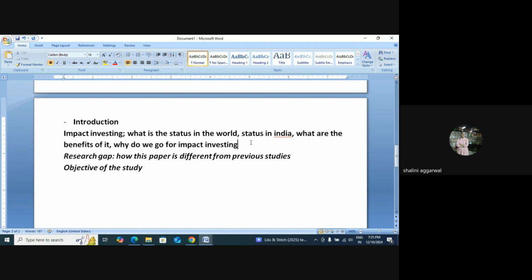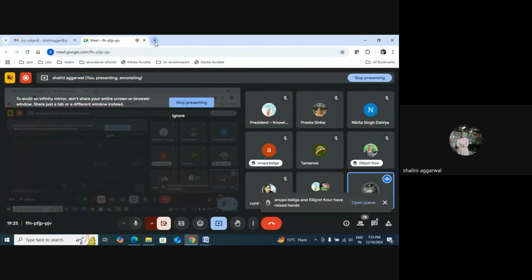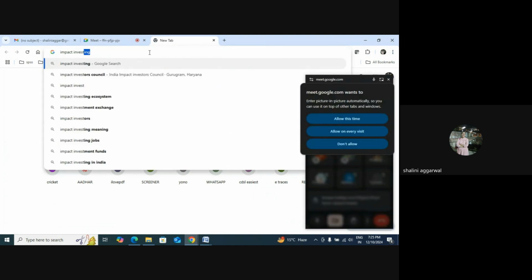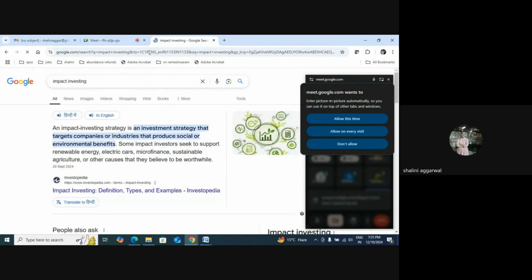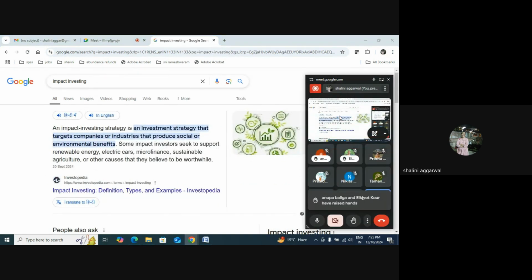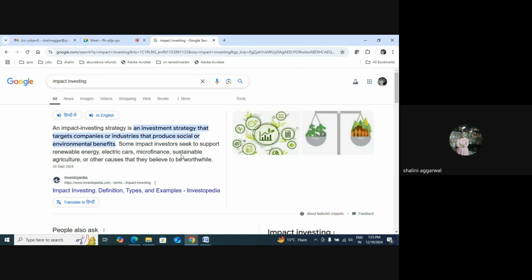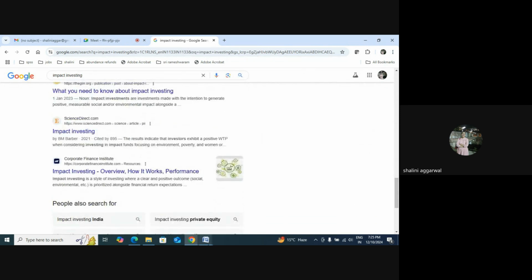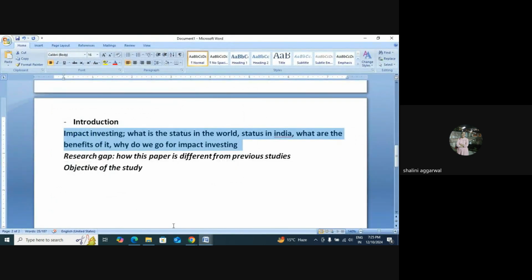Okay, one more thing I would like to tell you here is, it is not mandatory that you have to get this data from different research papers. You can even use websites. You can always go to Google. Here also you can type impact investing, right? So you can talk about the impact investing status from here as well, and just give the in-text citation for this.